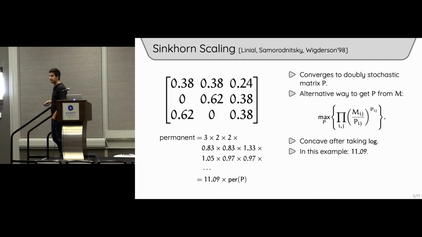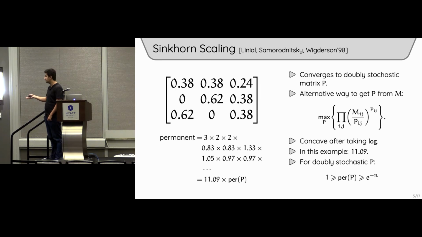Okay? Now, Linial, Samorodnitsky, and Wigderson use the fact that for the permanent of doubly stochastic matrices, we have very good bounds. It's upper bounded by 1, and due to the famous van der Waerden conjecture, it's always lower bounded by e to the minus n. So they said, OK, why don't I just output this number as my approximation to the permanent? So it's an upper approximation, and it's an e to the n approximation. Okay? All right, so this is matrix scaling.